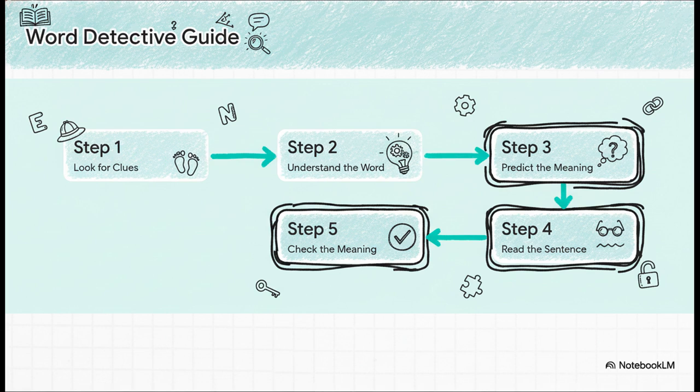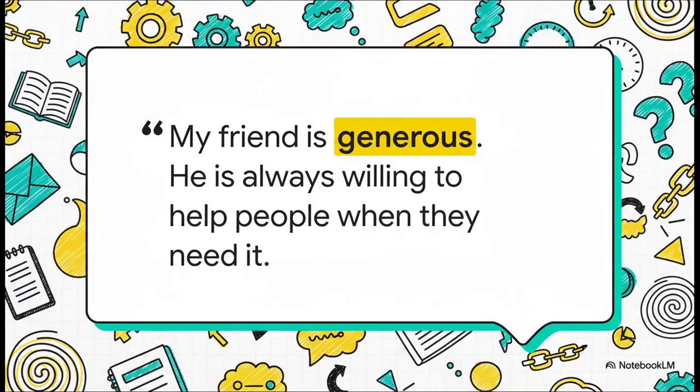Let's check out how to spot some of those clues. Okay, one of the best clue types out there is an example. In this sentence, maybe you don't know what generous means. But look, the very next part gives you a perfect example of generous behavior. He is always willing to help people when they need it. So generous has to mean something like kind and helpful. The clue was right there in plain sight.